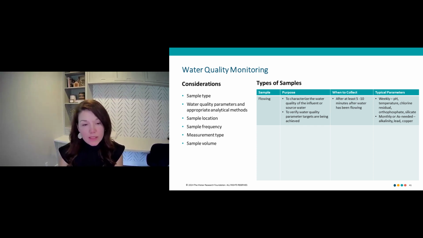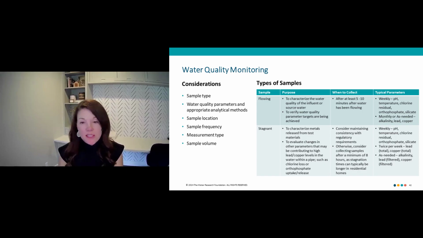The first are flowing samples. These are collected typically 5 to 10 minutes after water has been flowing in the rig, generally from the influent to that rig to characterize the water quality, or after chemical addition to verify the water quality parameter targets that you're trying to achieve are actually being achieved consistently throughout the duration of the test.